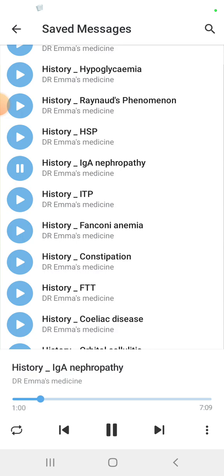So we keep in our mind what the history is. It can be Henoch-Schönlein purpura, post-streptococcal glomerulonephritis, immunoglobulin A nephropathy, sickle cell disease, G6PD, and UTI. So these are our possible causes of red urine. Now for hematuria, the first history will ask, can you tell me about it? It is red color. Can you tell me more about it?